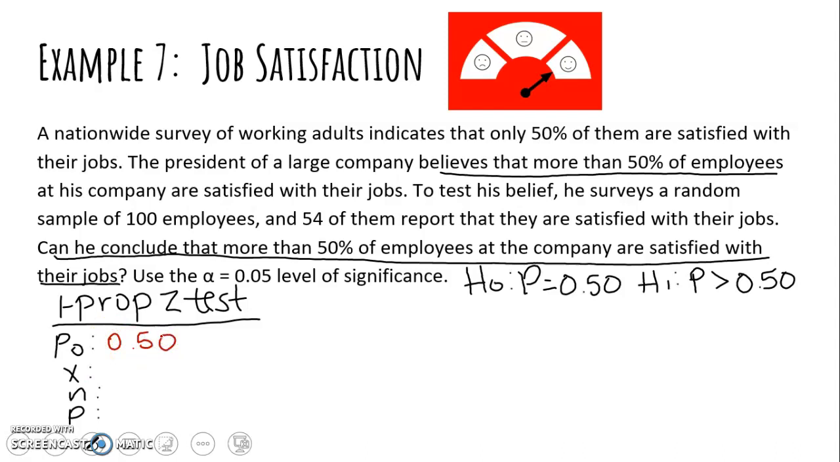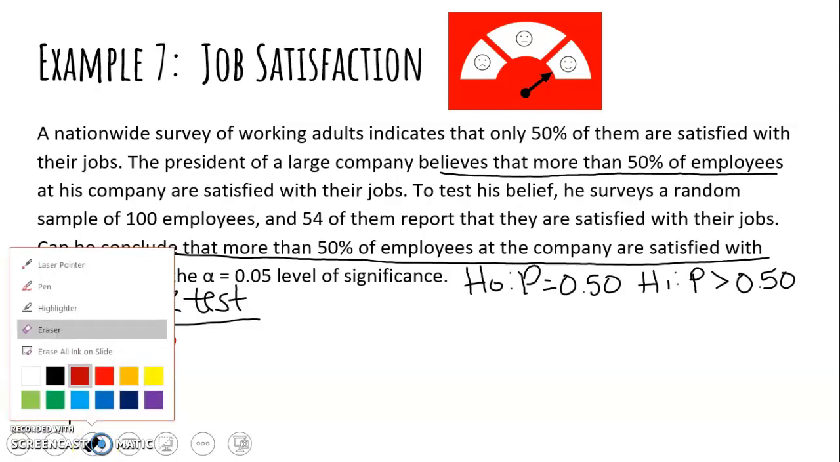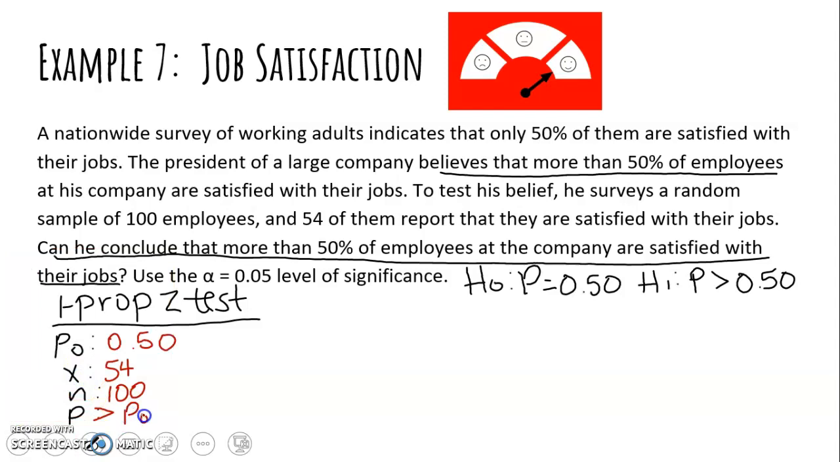X is the number of people with the desired response. So it's the number of people that said they were satisfied with their job. So in his survey, 54 of them said that out of the 100 that he surveyed. N is 100. X is always smaller than N. And then last, we need to match up with our alternate statement. P is greater than 0.50. Except we don't put 0.50 there, we put p0.